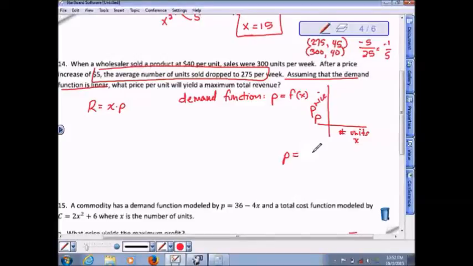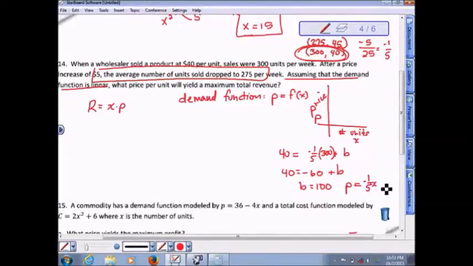is linear, so it's of the form y equals mx plus b, so we know the slope is negative 1/5 x, but we don't know its b value, so we can choose one of the points and use it as x comma p. So p can be replaced with 40, x can be replaced with 300. Negative 1/5 of 300 is negative 60. If we add 60 to the other side, b is equal to 100, so the price function p, lowercase p, becomes negative 1/5 x plus 100. Now that we know p, we can plug that in here to find the revenue function.